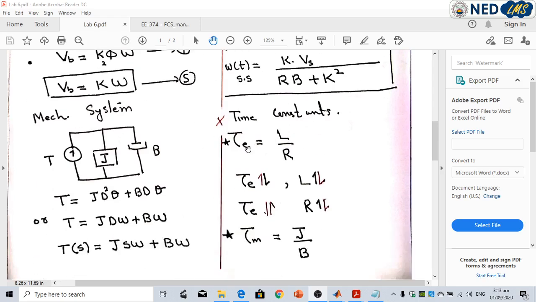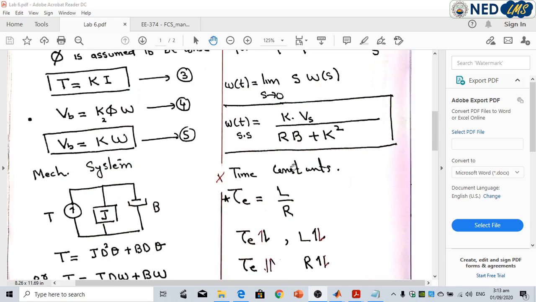These are the electrical and mechanical time constants. From here it is obvious that if we increase or decrease the value of inductance, that will increase or decrease the electrical time constant. The reverse case is for resistance. By increasing resistance, the time constant will decrease, and by decreasing resistance, the time constant will increase. The same will be the case for the mechanical time constant.